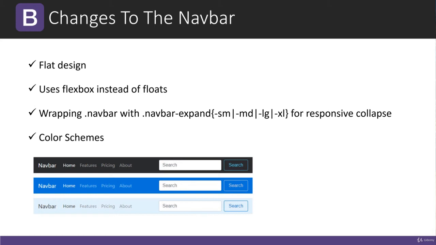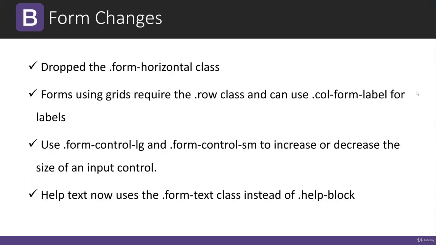There's also been changes to the navbar. It now uses a more flat design, just like most of the other components. It also uses Flexbox for alignment as opposed to floats. And we can add different sizes in the navbar-expand class. What this means is that if we want the menu to collapse and be responsive on small screens, we can just do -sm. If we want it on medium screens, we can do -md, as well as large and extra large. Okay, so it makes it more responsive. We also have some extra color schemes as well.